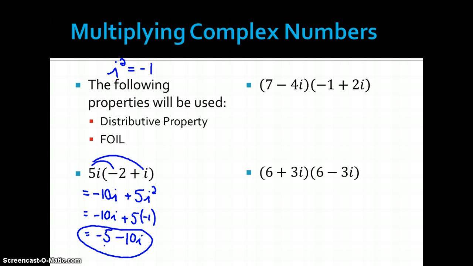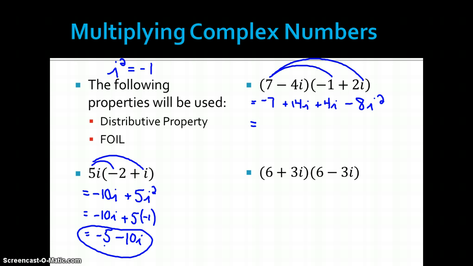As we look over here to the next couple, we'll start up top. The quantity 7 minus 4i times the quantity -1 plus 2i. We're going to FOIL. 7 times -1 is -7. 7 times 2i is 14i. -4i times -1 is positive 4i. And then -4i times positive 2i is minus 8i squared.